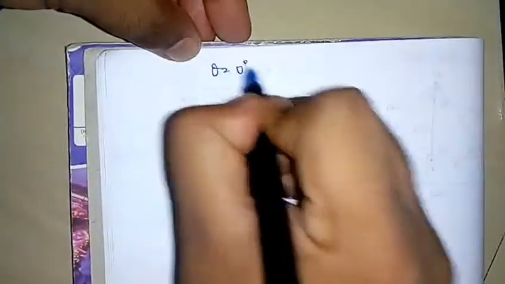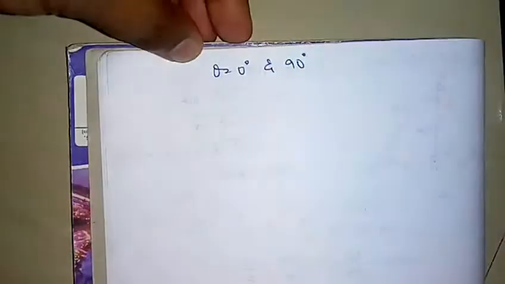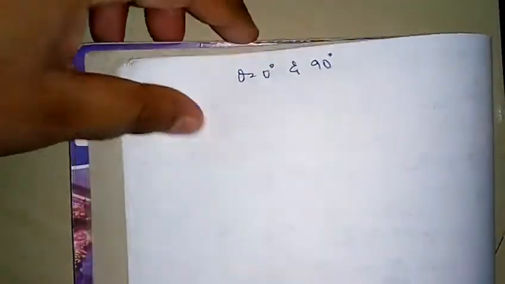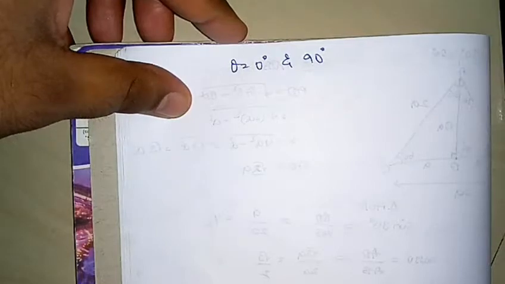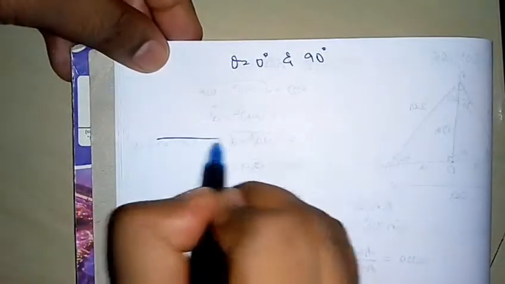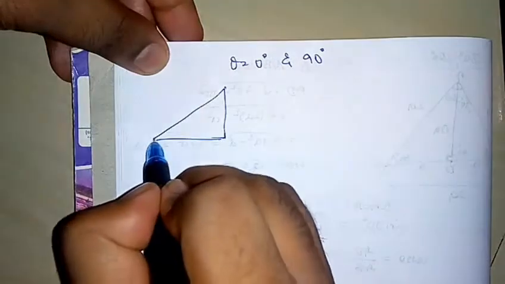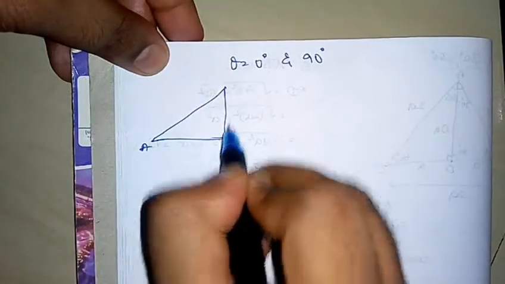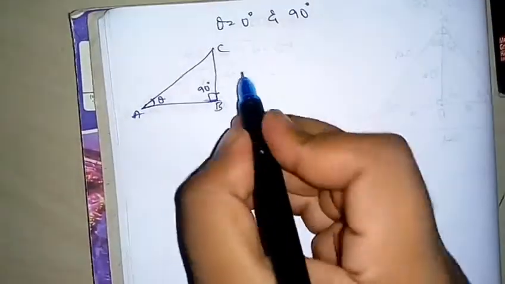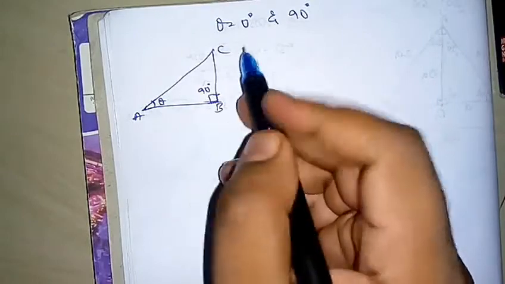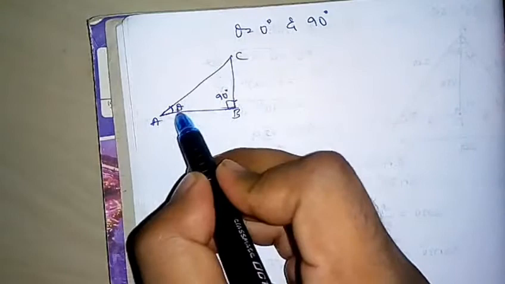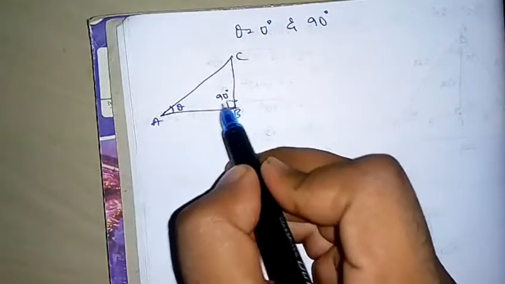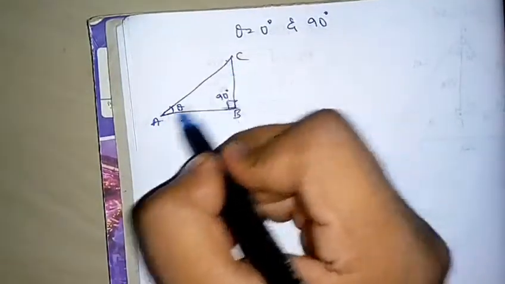Now we have to calculate for theta equal to 0 degrees and 90 degrees. Consider this triangle ABC. Now let's measure sin theta for theta equal to 0 degrees and 90 degrees. For that, assume this triangle. This angle is theta, this is 90 degrees, and let the length of AC be r.